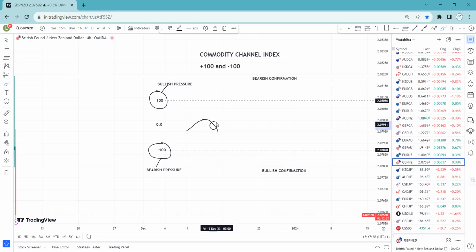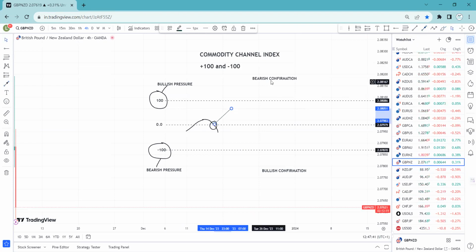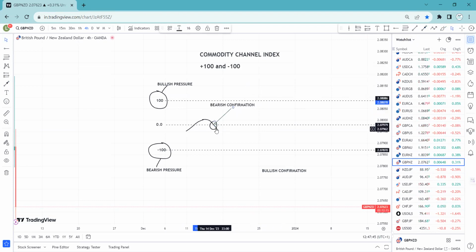Now at this point, what it simply means is that the bulls are no longer willing to continue to push prices upward. So the bears will take over. So we have a bearish confirmation number two, right? This can also be a bearish confirmation.